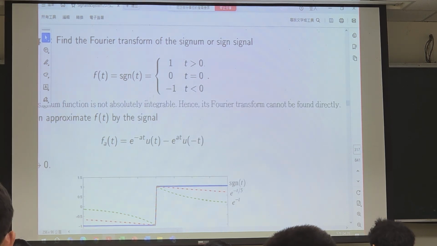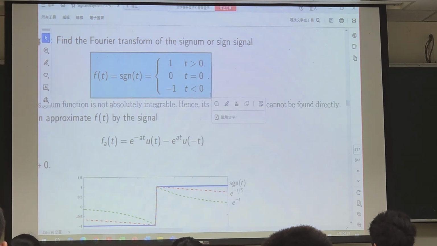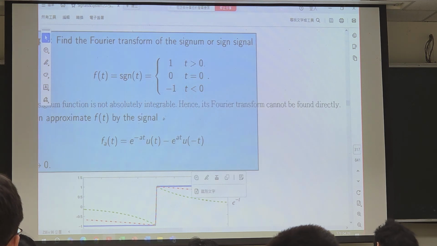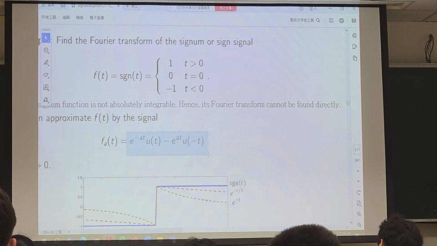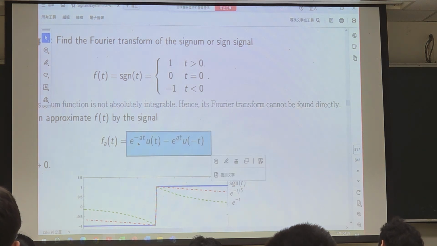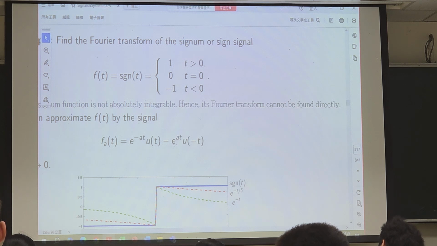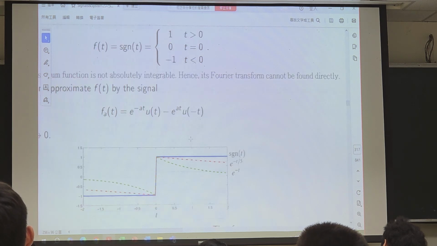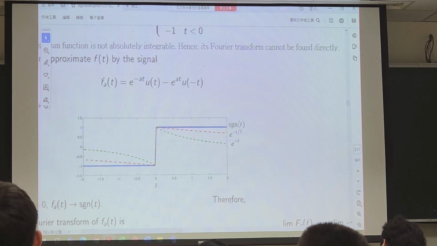Okay, originally this is the signum function. Function value equals 1 when the argument t is positive. Function value equals negative 1 when the argument t is negative. Function value equals 0 when t is 0. Now, instead of using this function directly, we modify that function by this: e to the negative at times the unit step function of t, minus e to the at times another unit step function of negative t. Now, if we try to sketch the function, we call this f_a of t. You can see it's very interesting here.